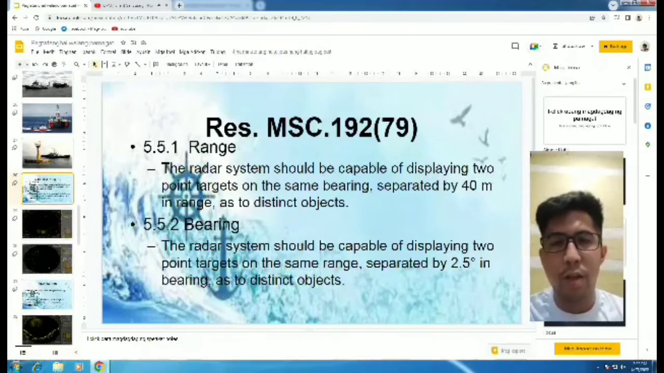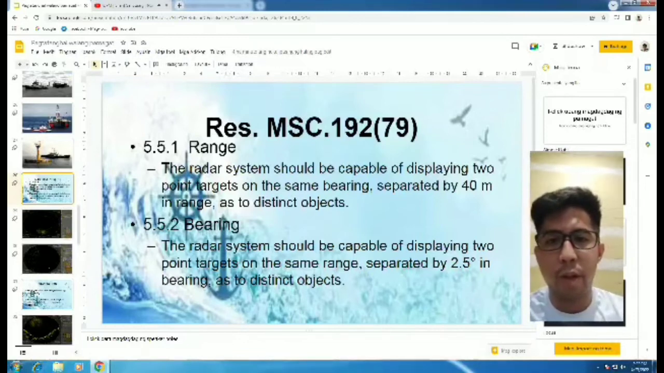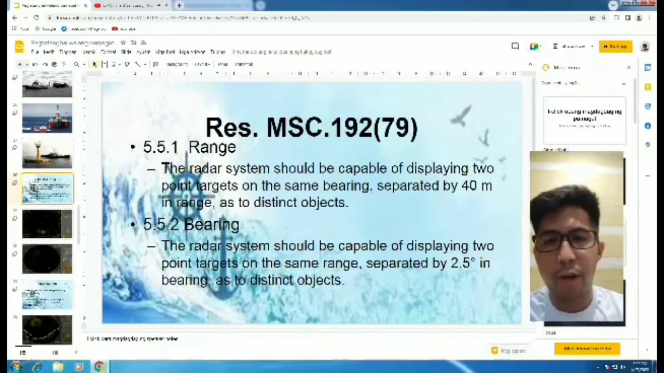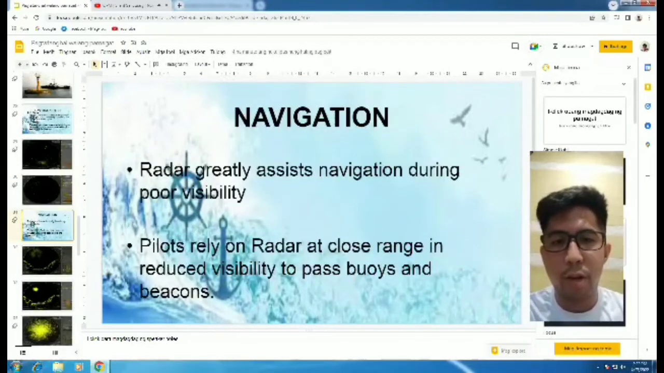Resolution MSC.192(79) 5.5.1 range: the radar system should be capable of displaying two point targets on the same bearing, separated by 40 meters in range, as distinct objects. 5.5.2 bearing: the radar system should be capable of displaying two point targets on the same range, separated by 2.5 degrees in bearing, as distinct objects.